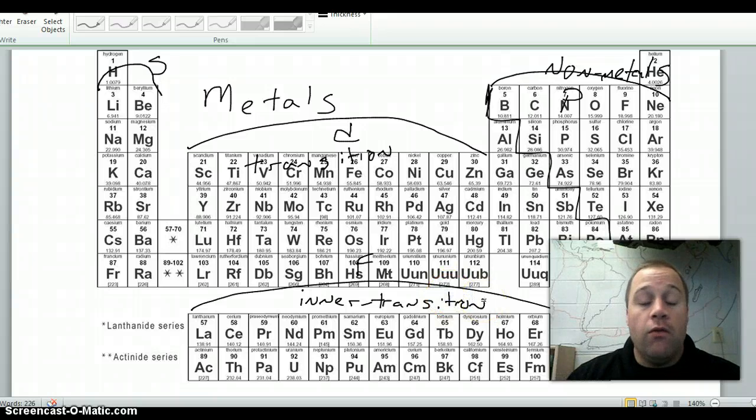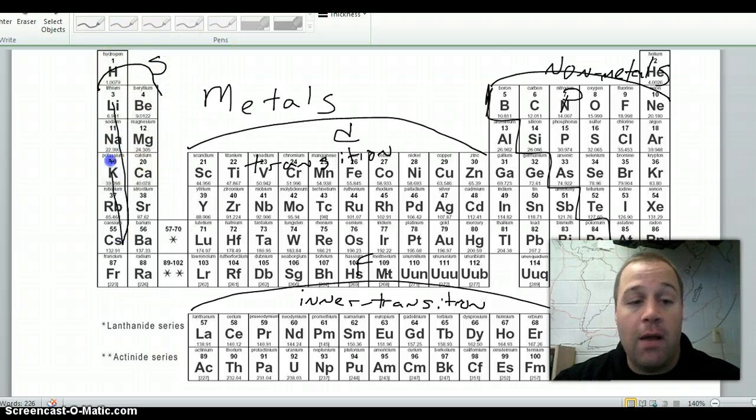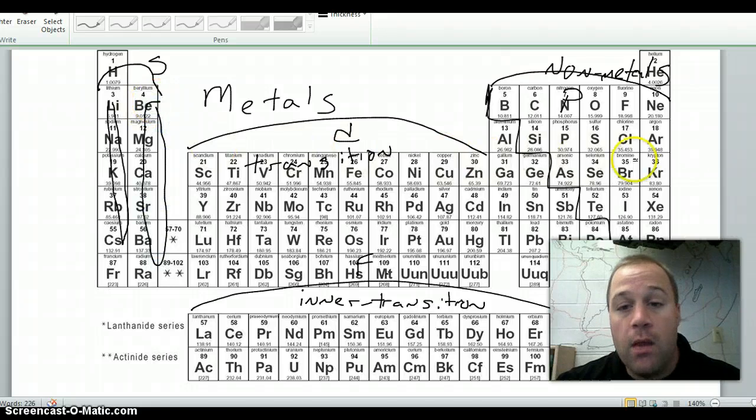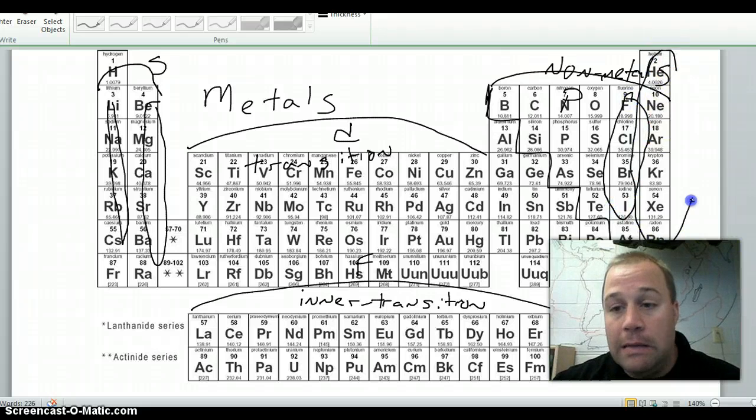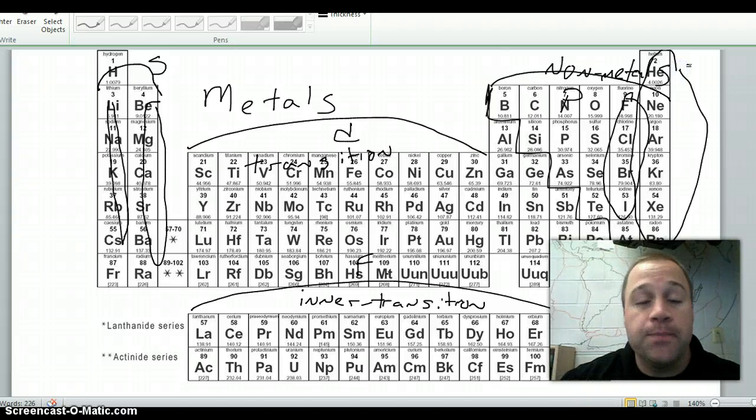Okay, so that's the general overview. The other things that we mentioned on here, this group right here are the alkali metals. These are the alkaline earth metals right there. Over here with fluorine, these guys are the halogens. And then over here you've got the noble gases.